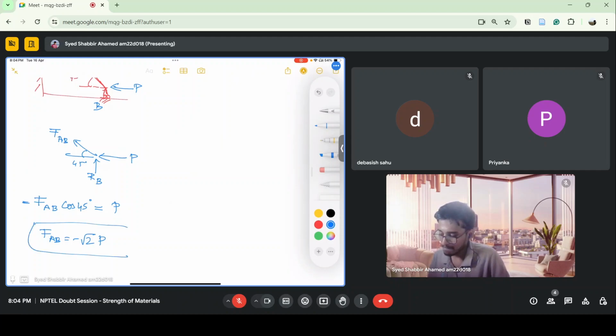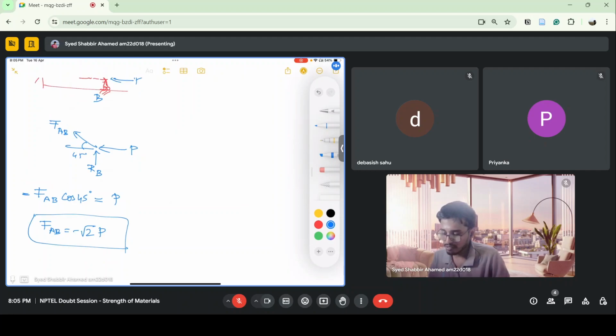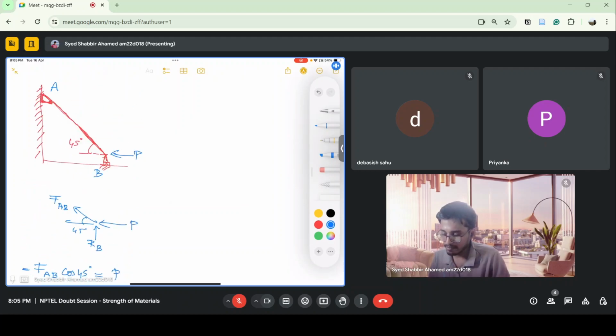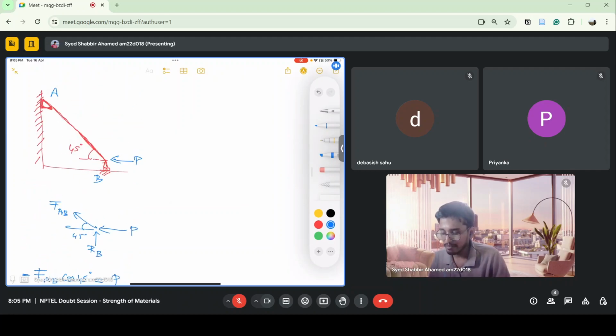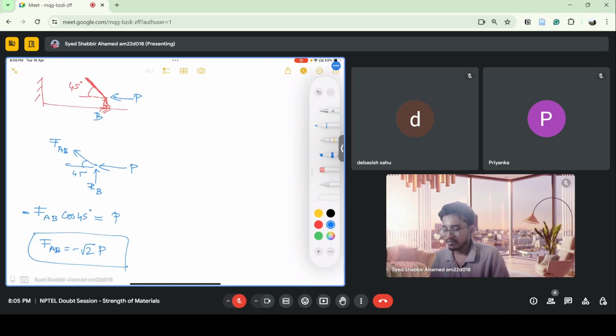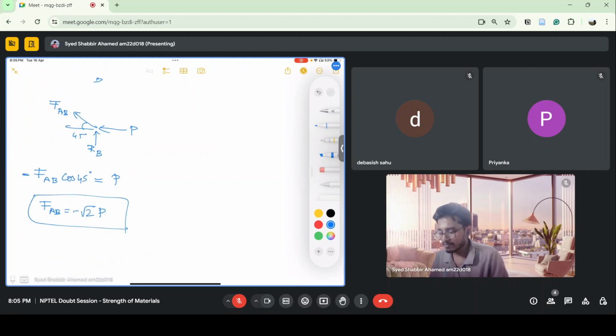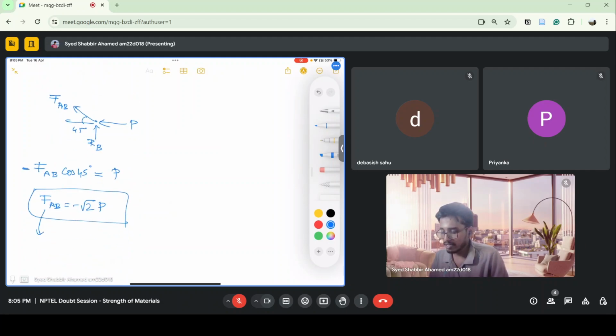Initially I assumed that there is tensile force, but we are getting compressive force here. For the critical load, I'll just take the magnitude, since I know it is compressive. So FAB is equal to root 2 P.